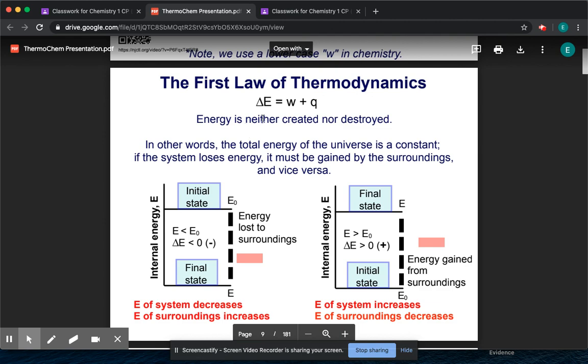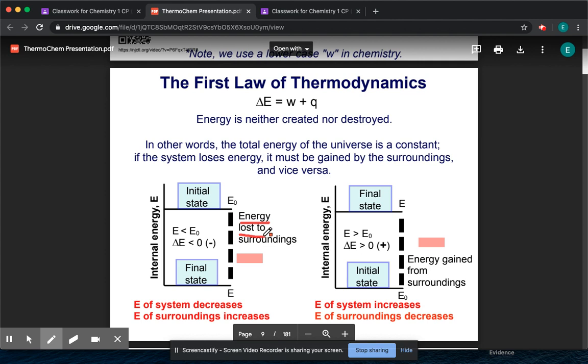This is a review slide. First law of thermodynamics: energy cannot be created or destroyed. It can only be transferred. They're just using this graph to designate systems and surroundings again. If energy is lost to the surroundings, what that means is that the chemical reaction became warmer than the surroundings, and the only way that can happen is if it released energy.